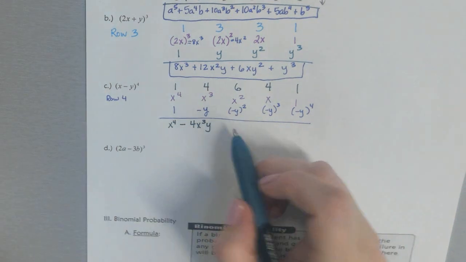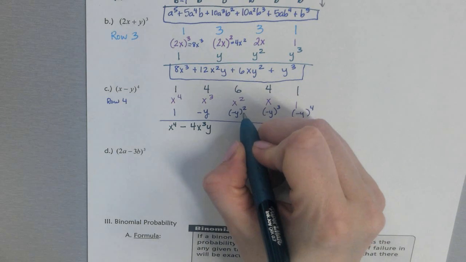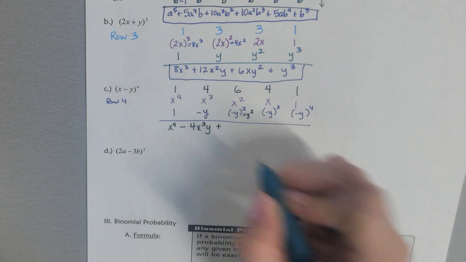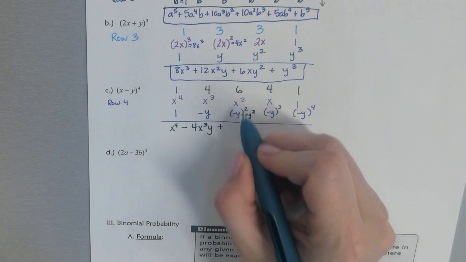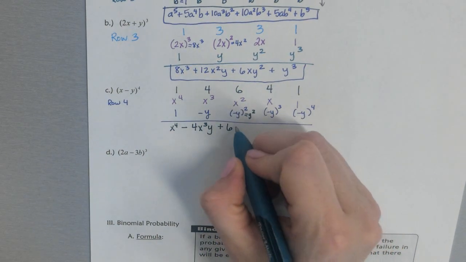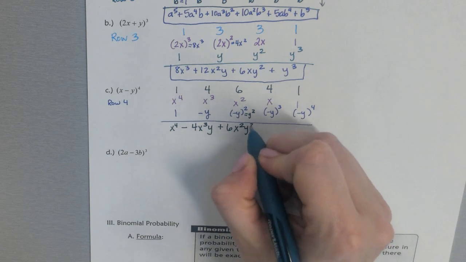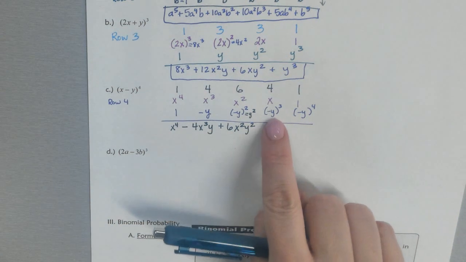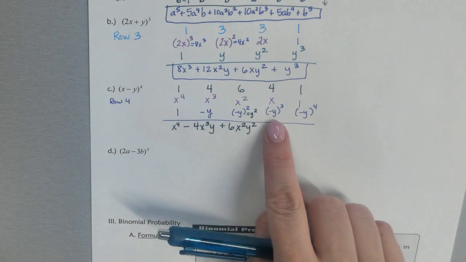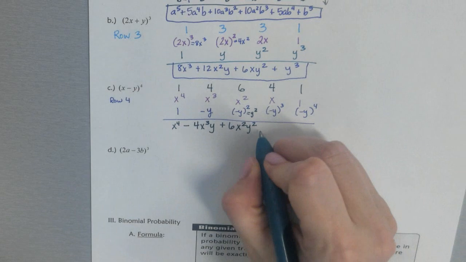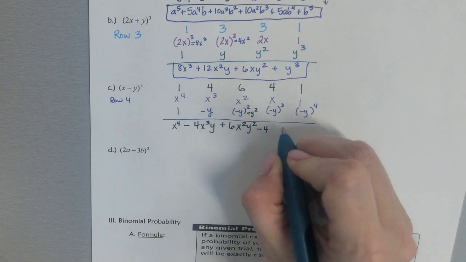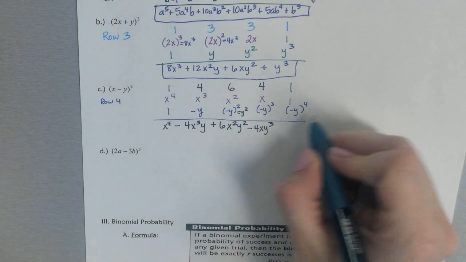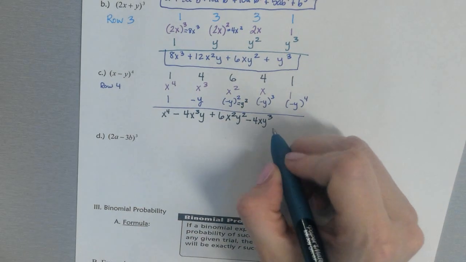And then for this one, if you do negative y times negative y, you get y squared. That's a positive, so this is going to be plus. And then we'll have plus 6x squared y squared. Okay, if you do it to the 3rd power, is that going to be positive or negative? Negative. So this is going to be minus 4xy cubed.